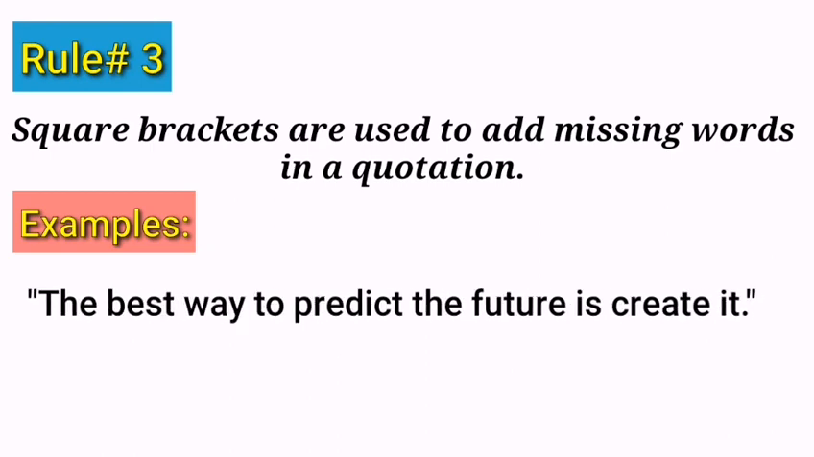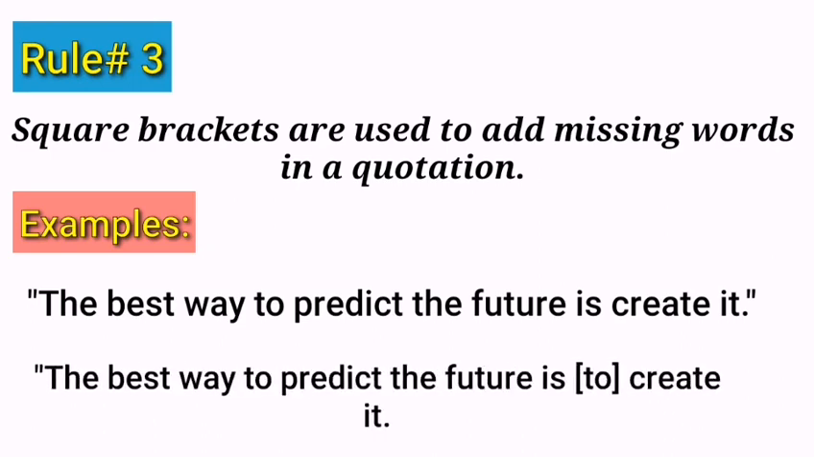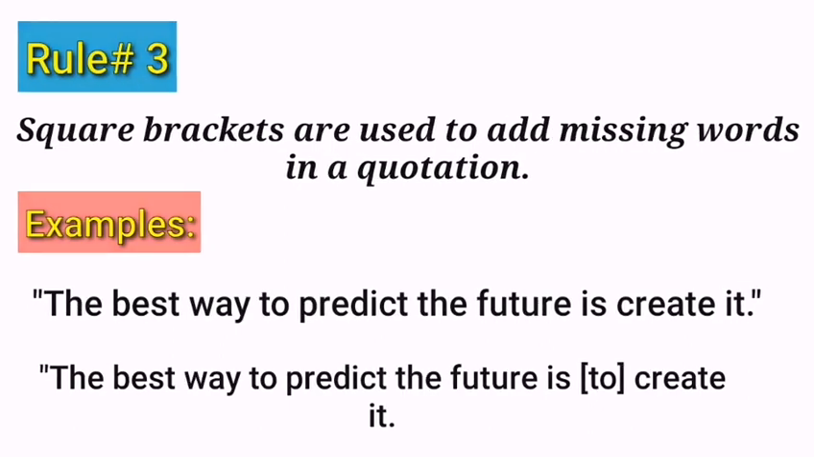"The best way to predict the future is create it." Observe this one. Actually, this is also a quotation, but again the author has forgotten the word "to" before the word "create." But if we want to quote it, then we have to quote it like this. "The best way to predict the future is [to] create it." You can see in the original text the word "to" was missing and the sentence was grammatically incorrect, so we have added the required word and also enclosed it in brackets. If someone reads it, then he or she will have an idea that it is not written by the original writer, but it is added by the one who quoted it.